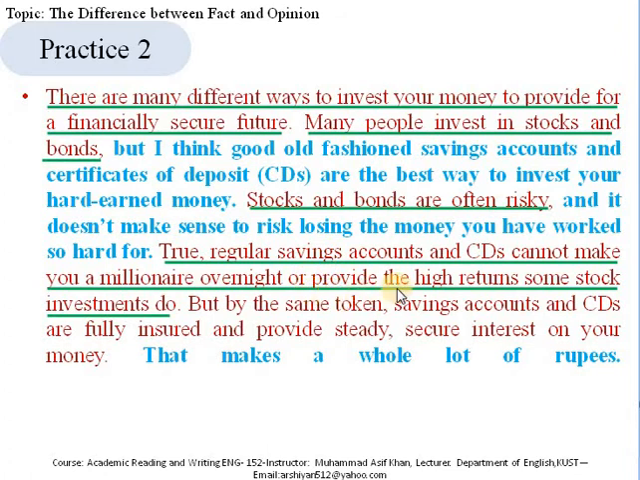And sometimes we see that bonds and stocks pay in millions, and it can make you a millionaire overnight. In saving accounts and in certificates of deposit, we see that there are fixed rates, and you are not going to earn in millions. So saving accounts or CDs cannot make you a millionaire overnight or provide the high returns which some of the stock investments or bonds are providing you. So this is a fact.